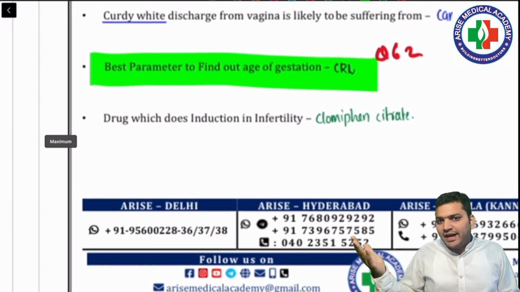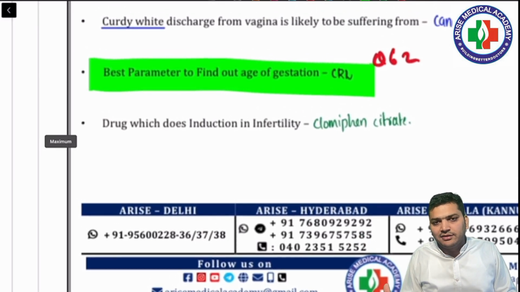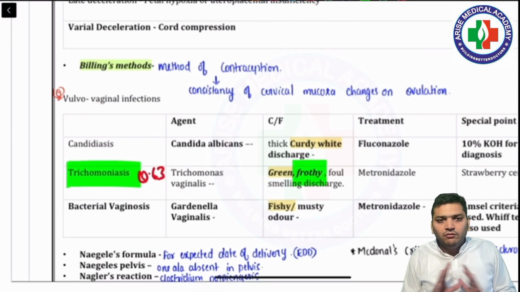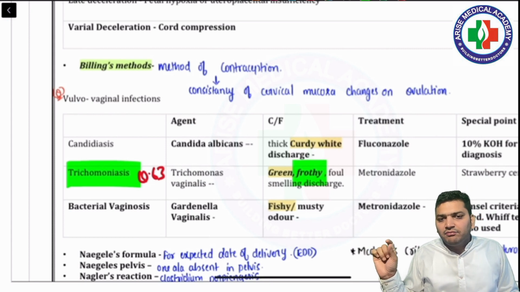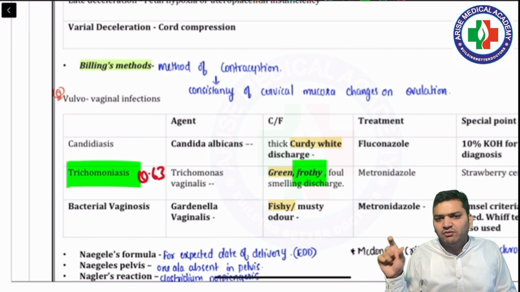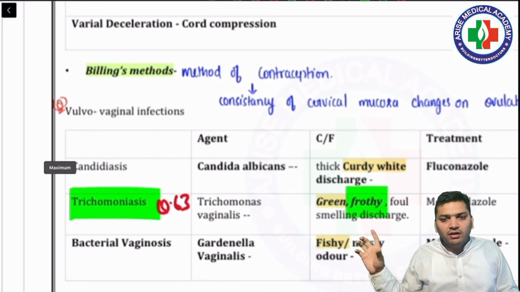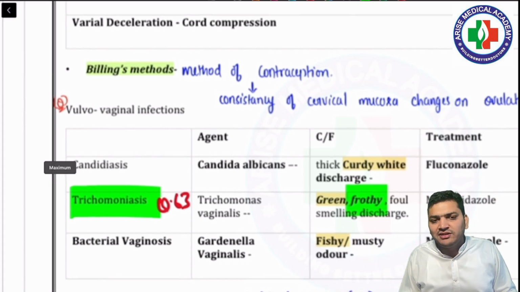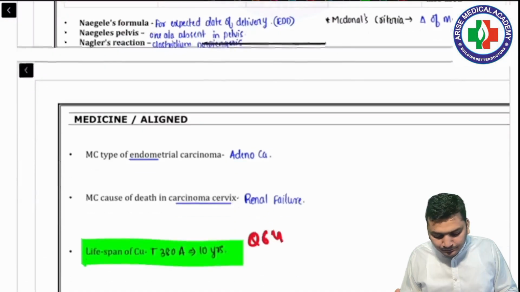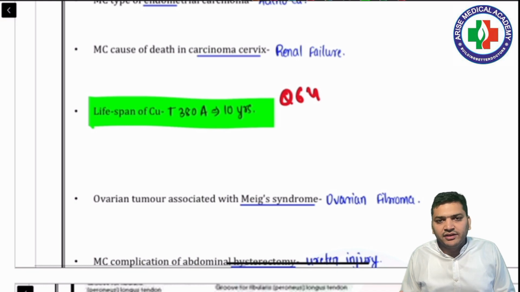Then the direct line, the best parameter to find out the age of gestation, it is the crown rump length, CRL. There was a question on vulvovaginal infection, and they have mentioned that the secretion is frothy. Frothy, foul smelling secretions were there, and we have clearly mentioned the frothy foul smelling discharge, and they have mentioned the flagella also. So it is Trichomonas vaginalis, so trichomoniasis. Then for Copper T 380A, the lifespan was asked, it is 10 years.